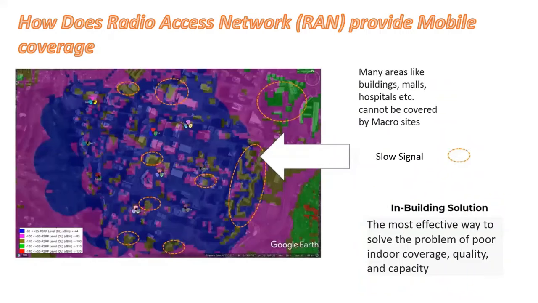So you will see again, buildings, malls, hospitals, other establishments. If you deploy a typical macro site, it is not enough to cover big buildings inside. You can design an antenna pointing towards the building, but most of the time it is not sufficient. So IBS is one of the effective ways to solve this problem indoors in terms of coverage, capacity, and quality.